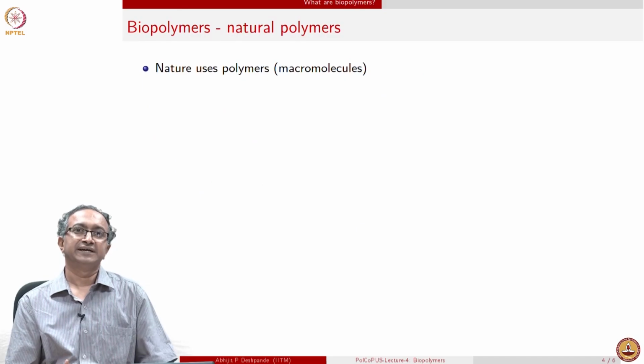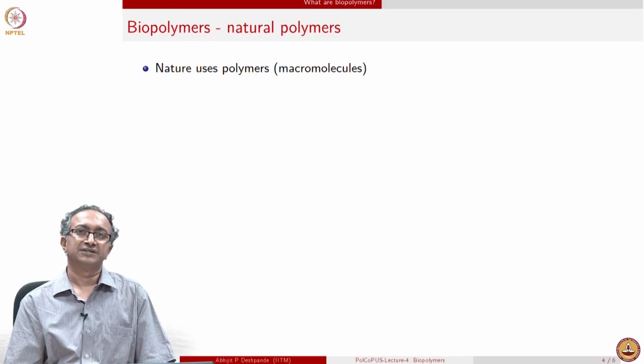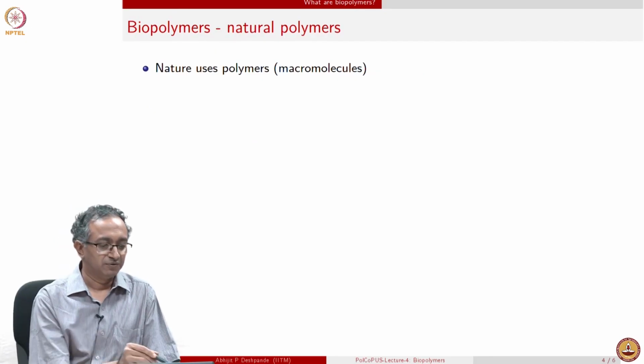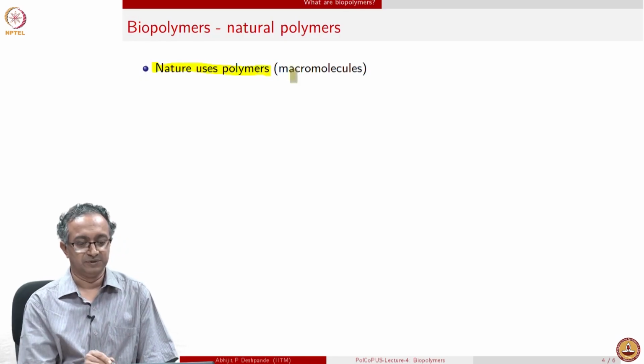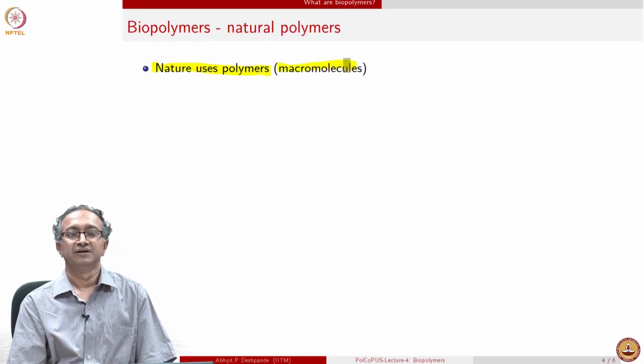So, just to pause here and ask some questions and note some important features of these natural polymers. One thing which we have highlighted earlier also is that nature does use polymers or macromolecules, proteins, DNA, and there are several other examples, whether it is cellulose or starch. So, nature does use polymers quite extensively.